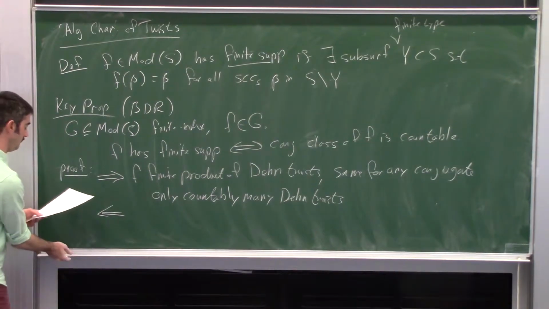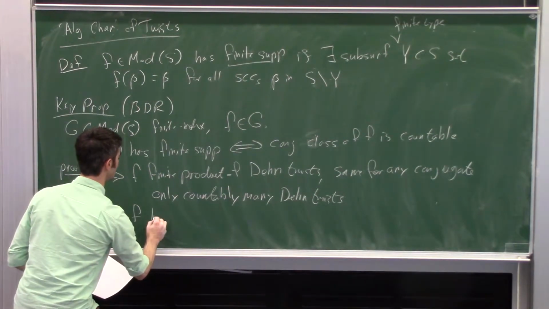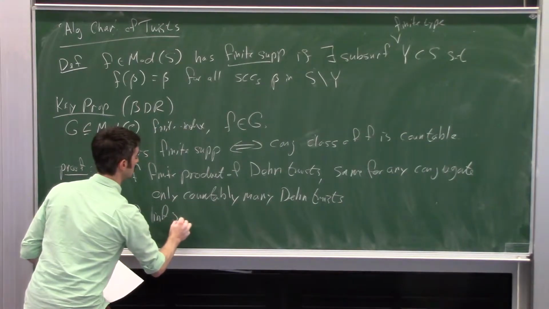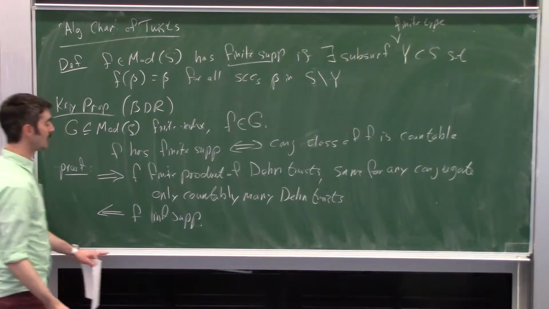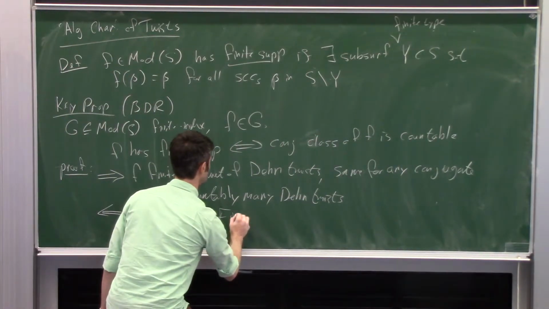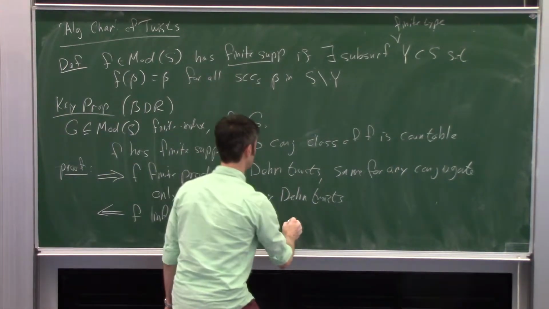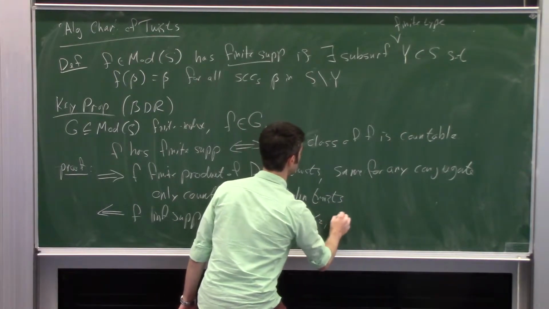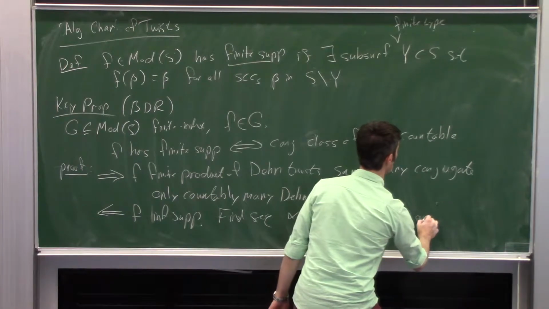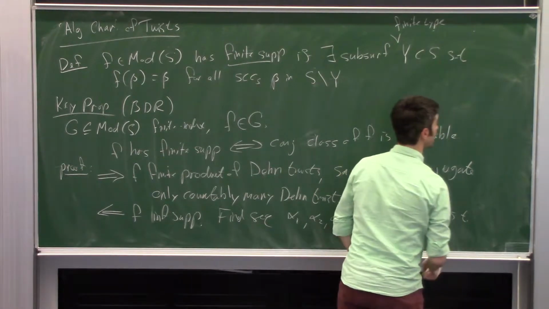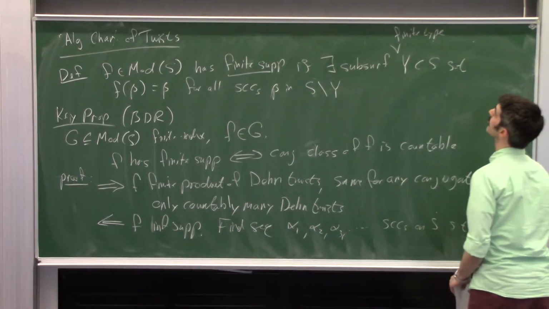Alright, so suppose f has infinite support. Okay, so now what I want to do is find a sequence alpha_1, alpha_2, alpha_3, etc. of simple closed curves on S such that the following thing holds.